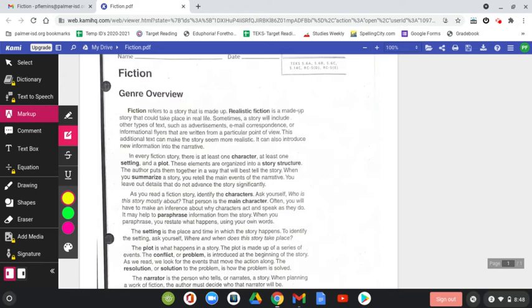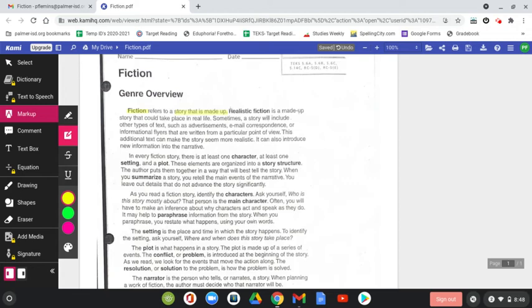Okay, we all know that fiction stories are not real stories. Remember that F at the beginning means that it's fake. Okay, so right here, we're going to highlight the word fiction, and we're going to highlight the part that says that it is made up because we know it's fake.